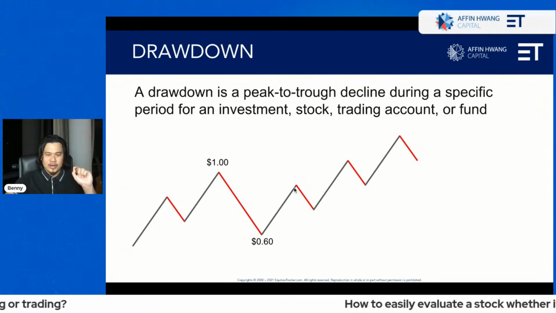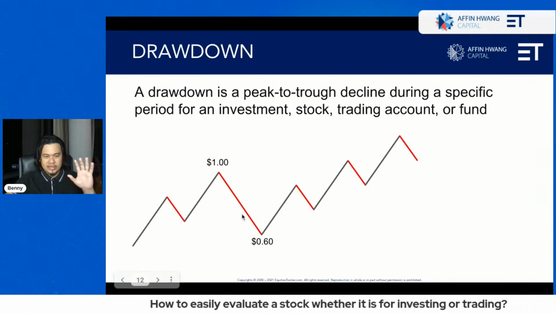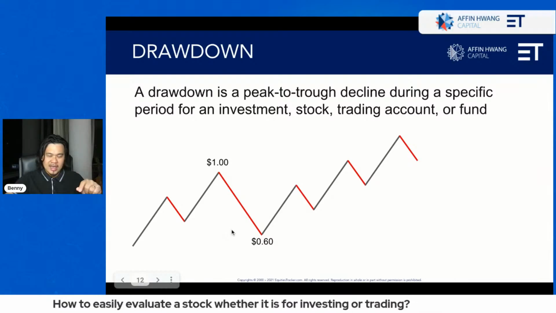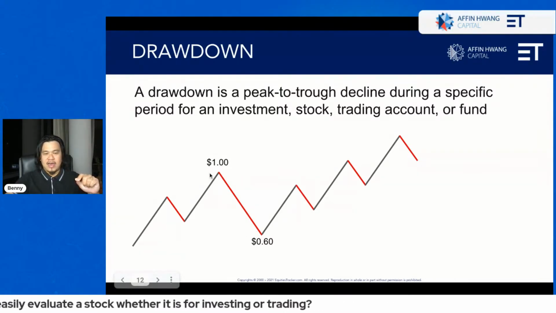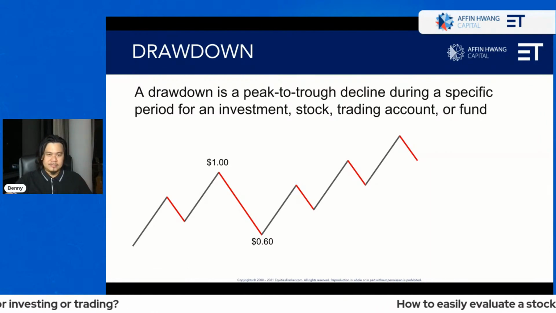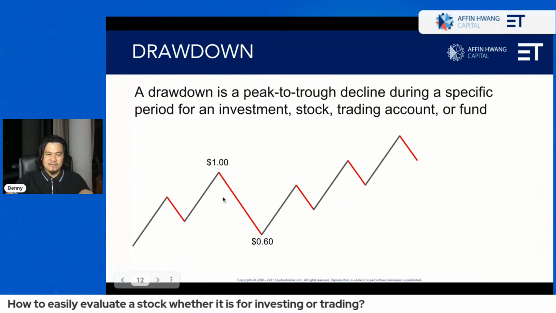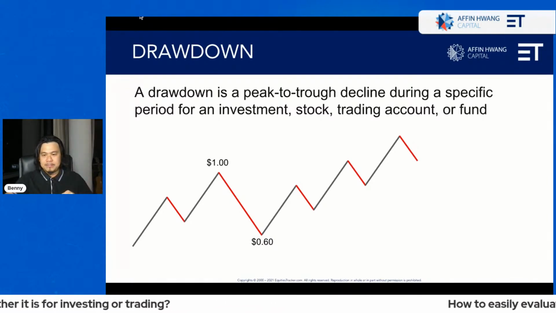There are also small drawdowns, but the biggest one is where we have to take note, because if this can happen historically, and if it happens frequently, then in the future it can happen. So what we want to take note of is this biggest decline from peak to bottom, just in case you have bought this share at the high, in this case like $1 over here.